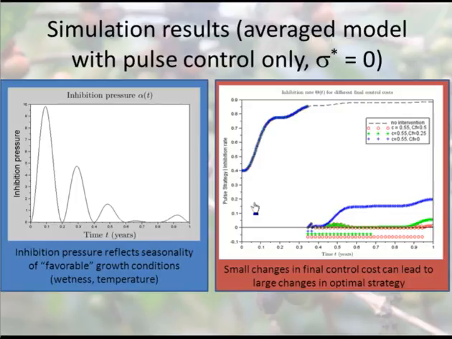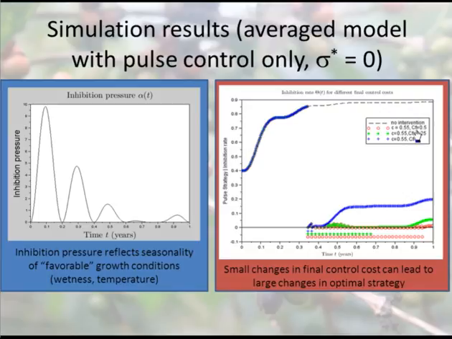And here's some results. This is just for the averaged model. In this case, we have an inhibition pressure that's time varying. This large peak indicates favorable conditions for the growth of anthracnose. And these results indicate the optimal solution under different cost conditions. The dotted line is with no control, and you can see the inhibition rate is going up to 1. These colored lines are for different cost scenarios.